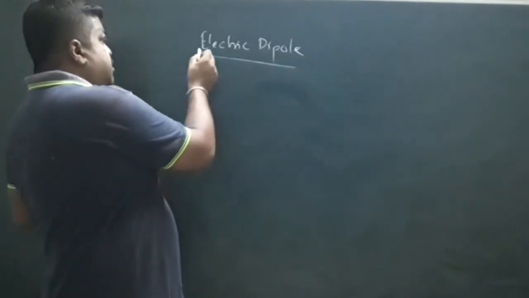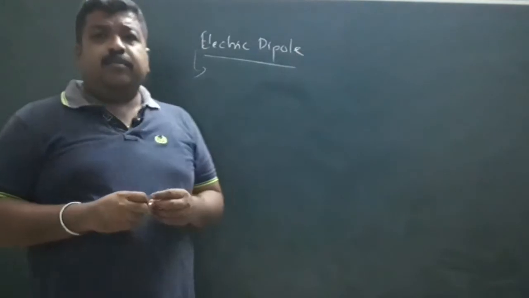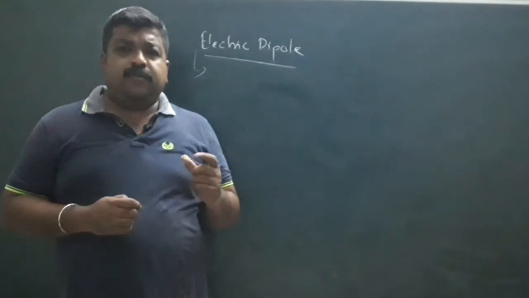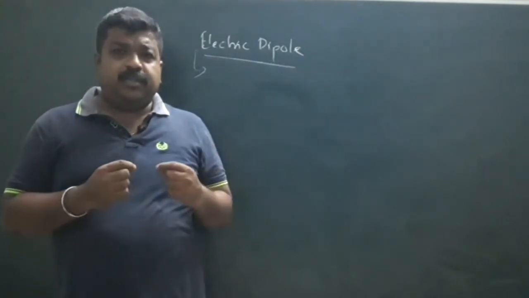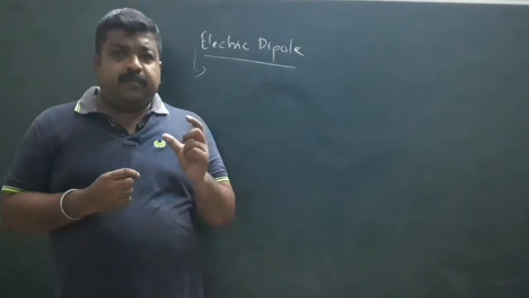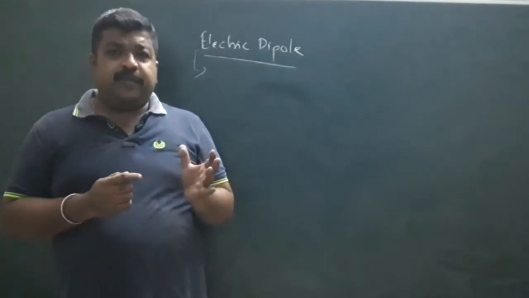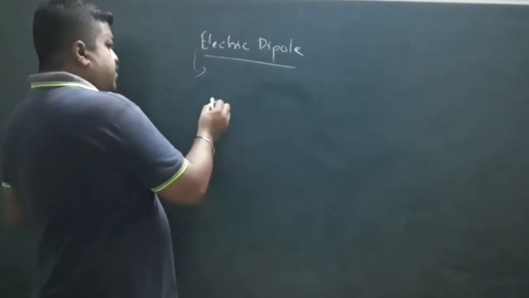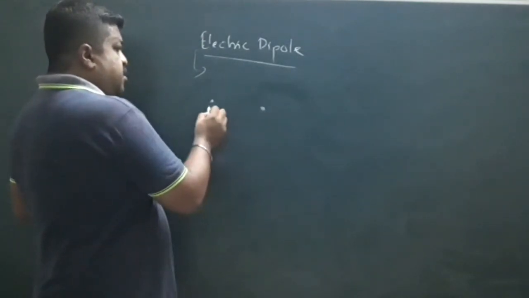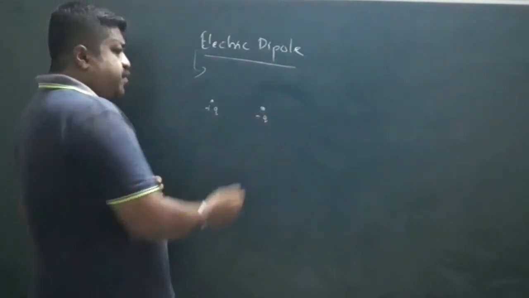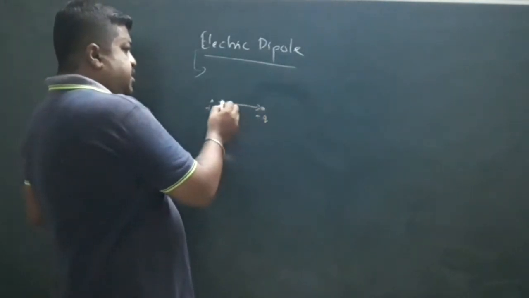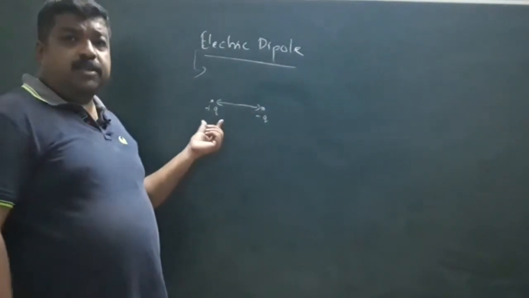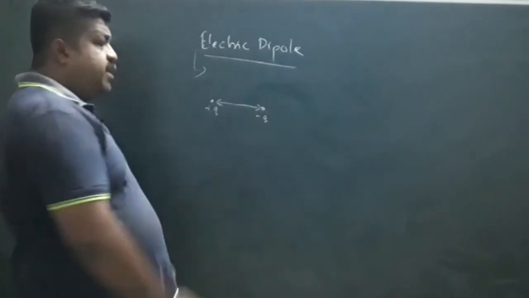Now the definition of this electric dipole, as given in various books, says that it is a system of two point charges which are separated by a small distance, and the charges must have the same magnitude but opposite sign. So you have two point charges, plus Q and minus Q, separated by a small distance.